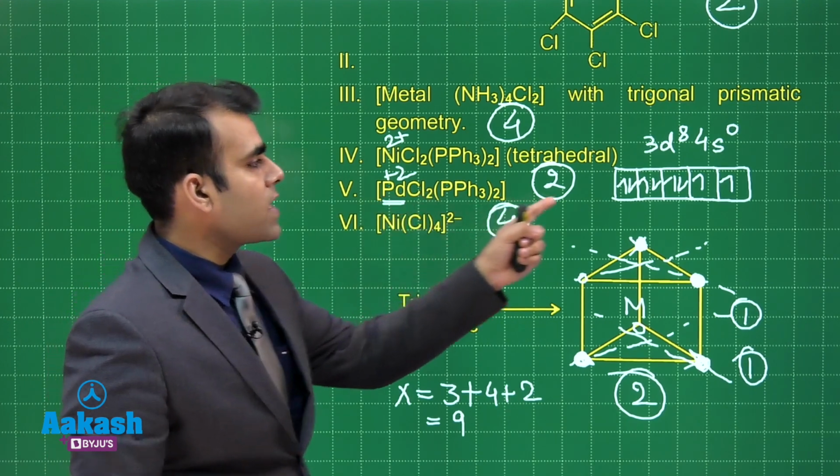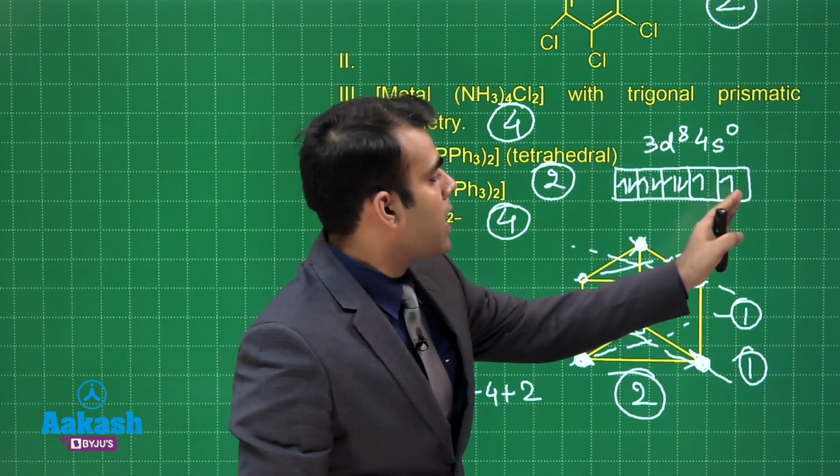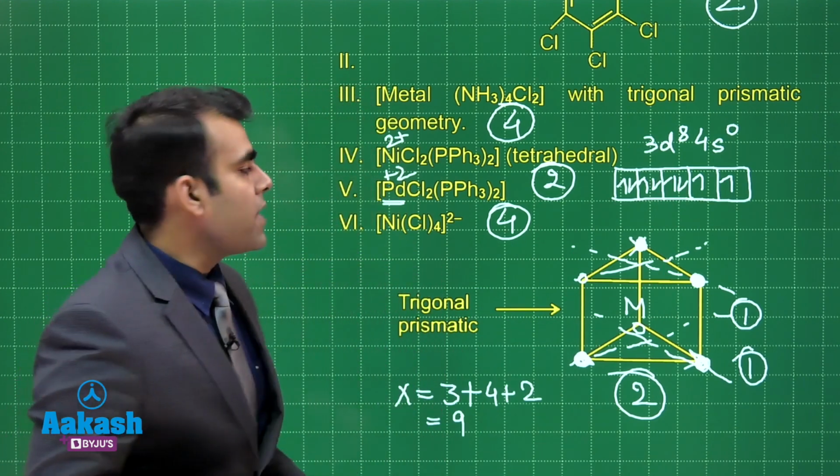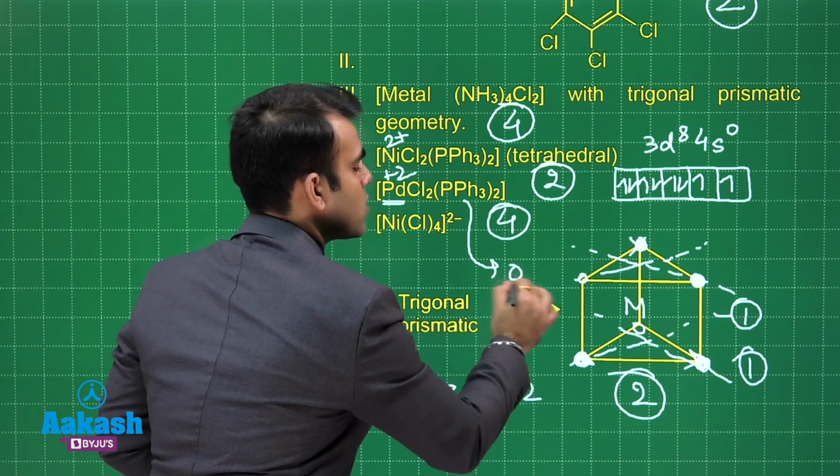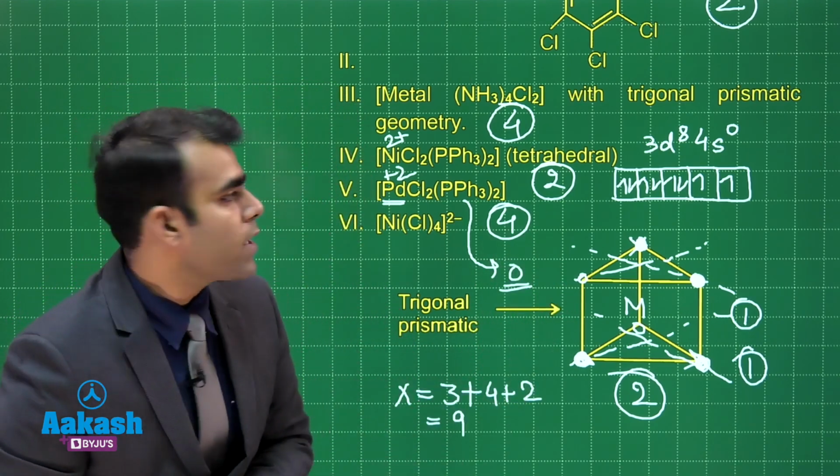And as it is square planar, this is also the case of d8. Now these get paired and we have 0 unpaired electrons. So here the number of unpaired electrons that we obtain is 0.